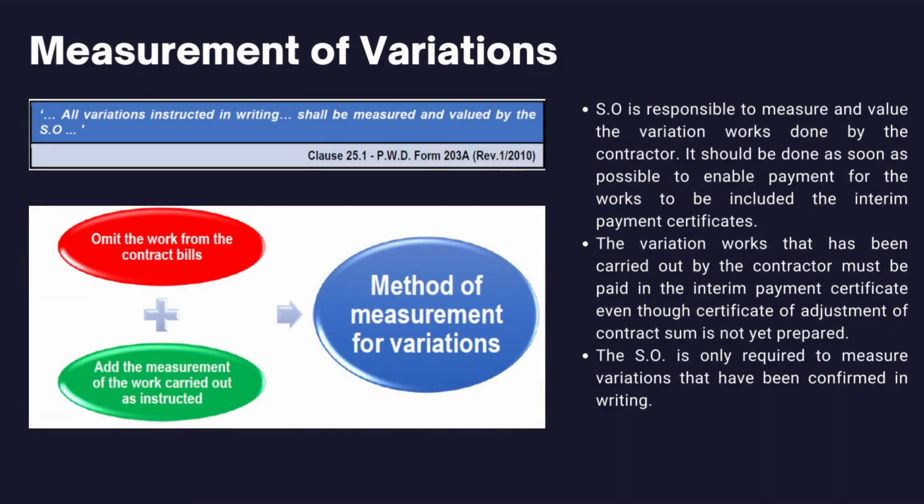Measurement of variations. The superintending officer or SO is responsible to measure and value the variation works done by the contractor. It should be done as soon as possible to enable payment for the works to be included in the interim payment certificates. The variation works that have been carried out by the contractor must be paid in the interim payment certificate even though the certificate of adjustment of contract sum is not yet prepared. The SO is only required to measure variations that have been confirmed in writing.